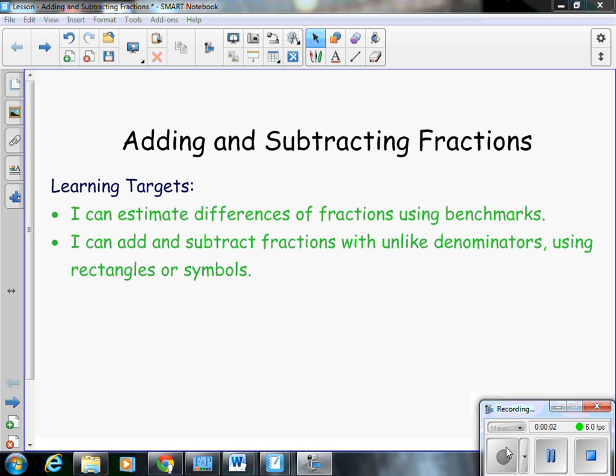Mrs. Leach. Our lesson today is on adding and subtracting fractions. Our learning targets are: I can estimate differences of fractions using benchmarks. I can add and subtract fractions with unlike denominators using rectangles or symbols.